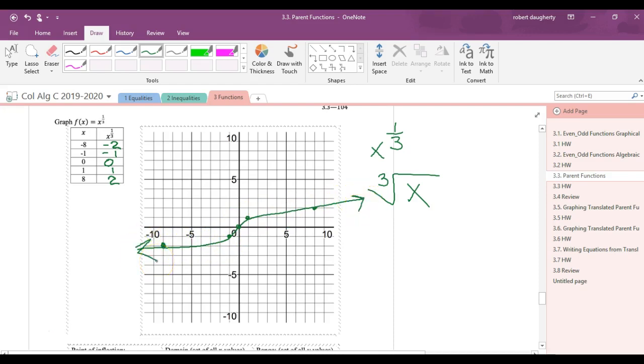One of the temptations when you draw this is to make it look like this. It's not leveling off, okay? It's going to keep on going. As you keep taking the cube root of numbers, it's going to keep growing. So this keeps going negative infinity, infinity in all directions.